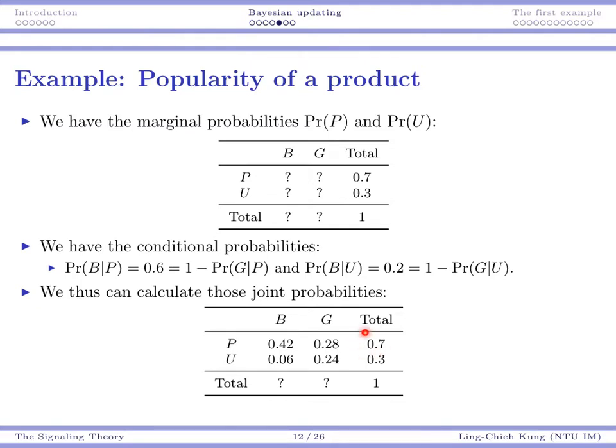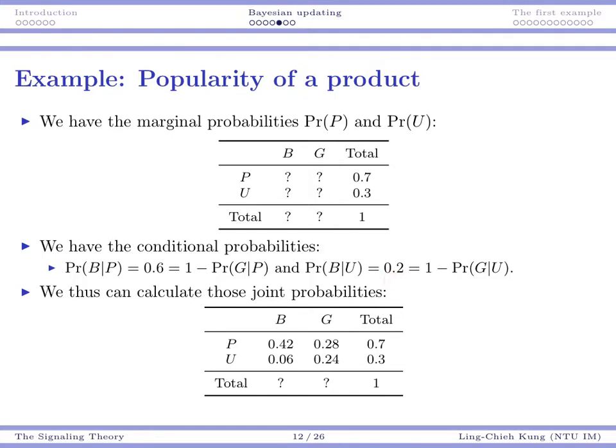When the product is popular, the probability for one guy to buy it is 60%, and the probability for the product to be popular is 70%. So 70 times 60, we have 42% as the probability that the product is really popular and someone buys it. For this one, it's obviously 0.7 times 0.4. And for unpopular products, we have the same thing. Note that this number is pretty small because this is the probability that the product is unpopular and also the product is sold.